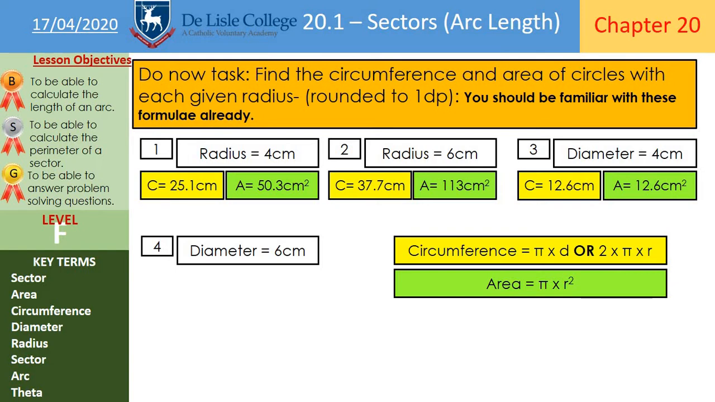And then for the last one, we've got a diameter of 6, so you have your circumference, which is straightforward. And remember again, for the area, you must half the diameter to get the radius of 3, so pi times 3 squared is 28.3 centimetres squared.